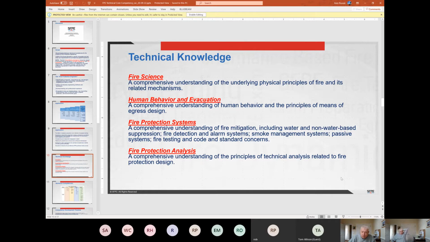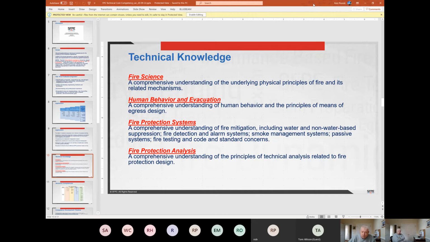Okay, technical knowledge. As I mentioned to you, we'll break it down into the science of fire, the people in a fire, the systems in a fire, and the analysis. So these are upper level definitions. I don't have to read too much into it. Once you take the document down and read through it, you'll see that this is really a fundamentals and principled approach toward identifying the competency levels in these four categories and areas for a practicing fire protection engineer. And in just a minute, we'll break it down even further.